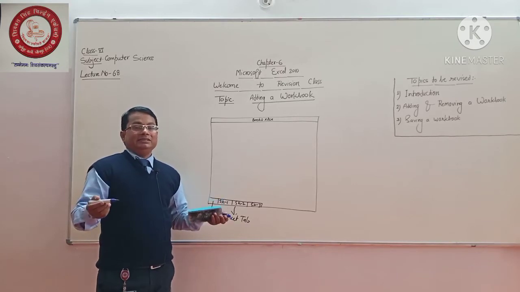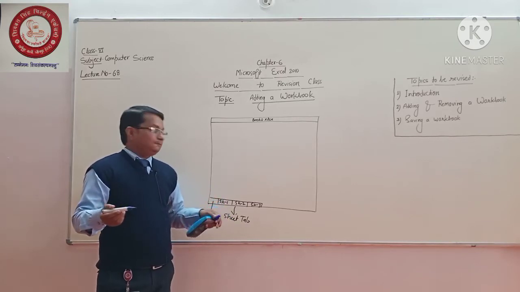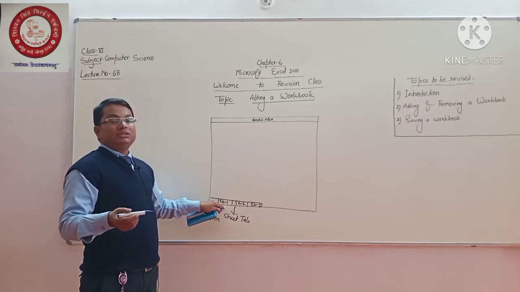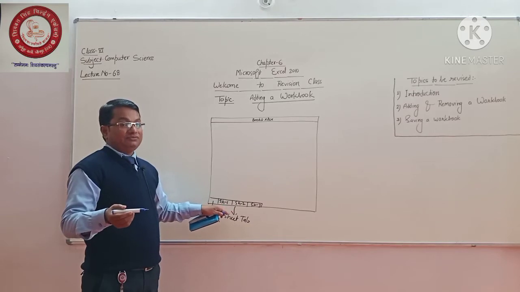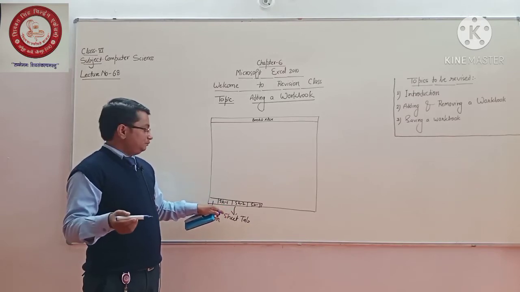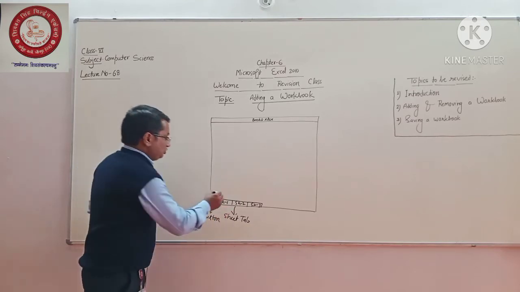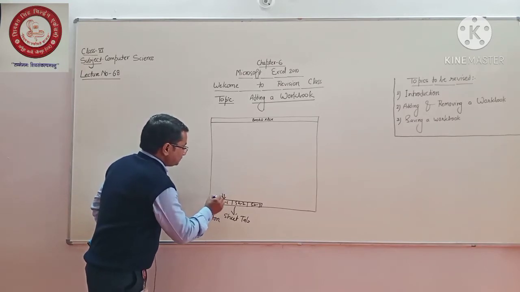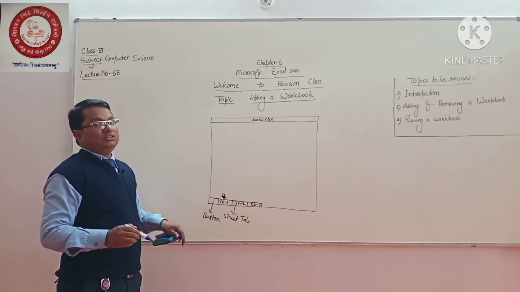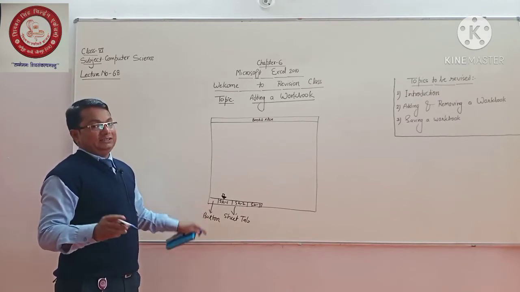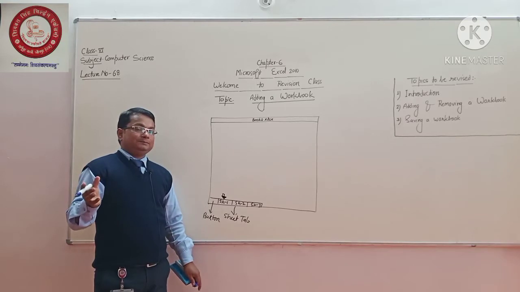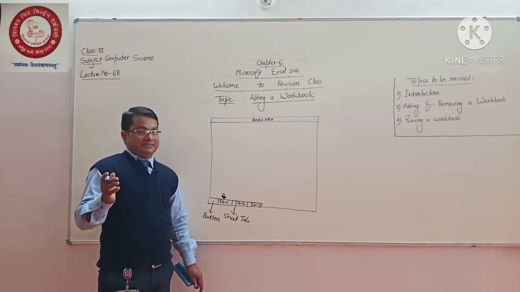So for adding a sheet, what do we have to do? First of all, suppose you want the sheet after Sheet 1. So what you do? Click one time. Suppose this is your mouse pointer, right? Once Sheet 1 is selected, what you will do? Just make a right click.